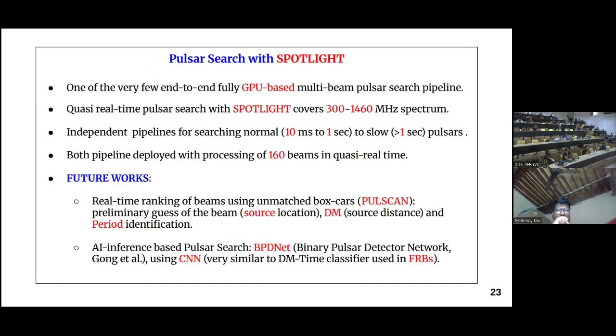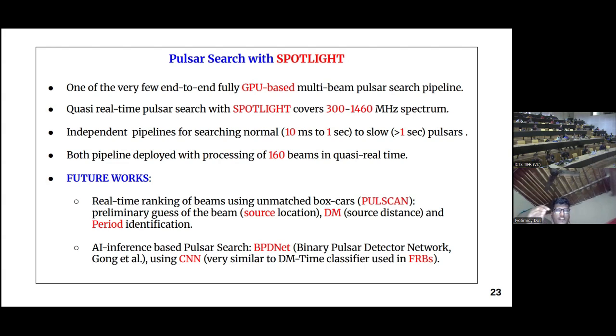So this is the final summary slide of the pulsar search update. A GPU based end-to-end pipeline has been developed and is currently operational, where there are 2 independent pipelines to search for fast pulsars from 10 milliseconds to 1 second, and for slow pulsars as well. Both pipelines are deployed for 160 beams in quasi real time.